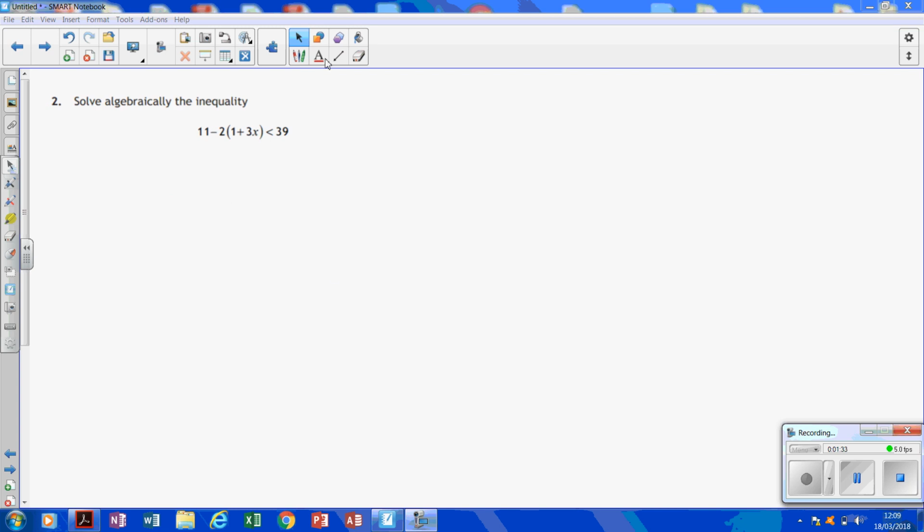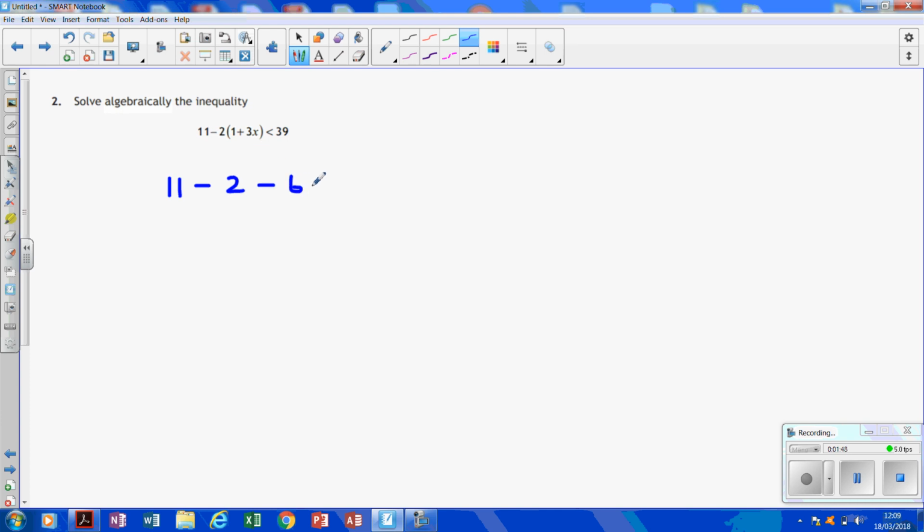This one we're going to solve algebraically. So when we solve this one, if we've got brackets, we multiply out the brackets first. The 11 stays where it is. Now the number in front of that bracket is -2. So -2 times 1 is -2. -2 times 3x is -6x's. And that's less than 39.